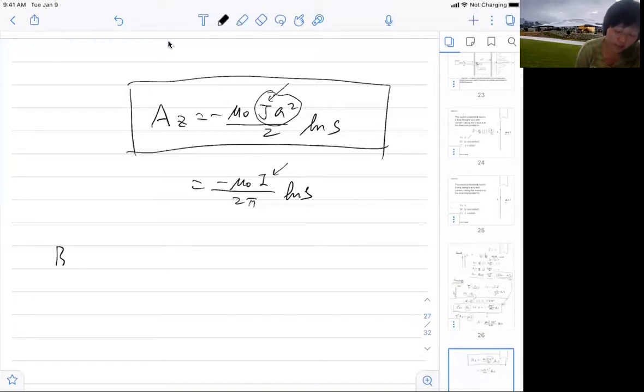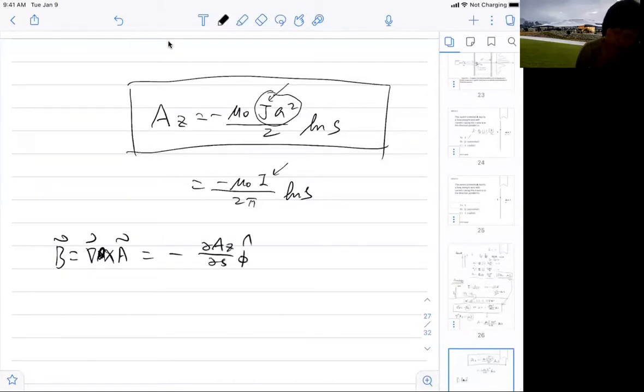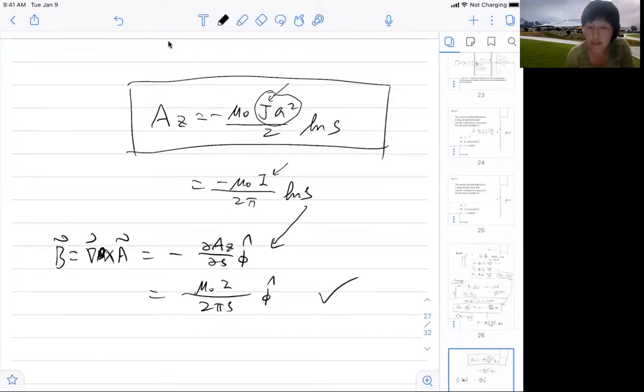So one last step. Will this give us the B that we were looking for? This becomes dA_z over ds in the phi hat direction. So this becomes mu naught I over 2 pi s in the phi hat direction. So if I plug this in here, look at this. This is indeed the correct expression for B for a long wire, right? And we got the same results by doing the A first.